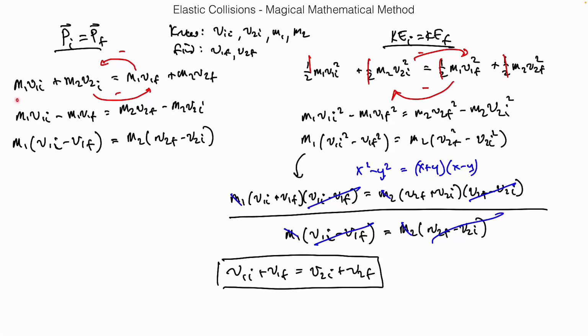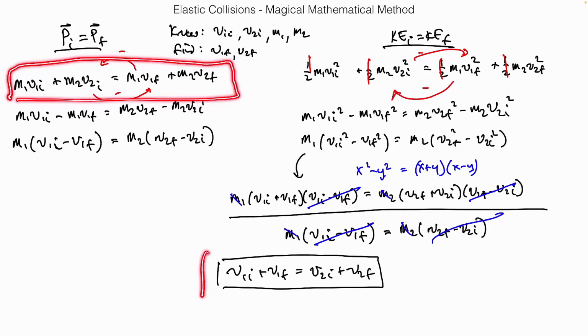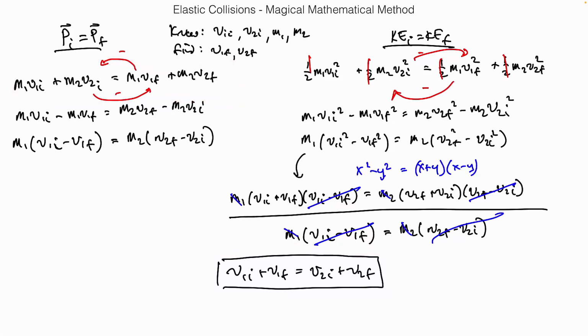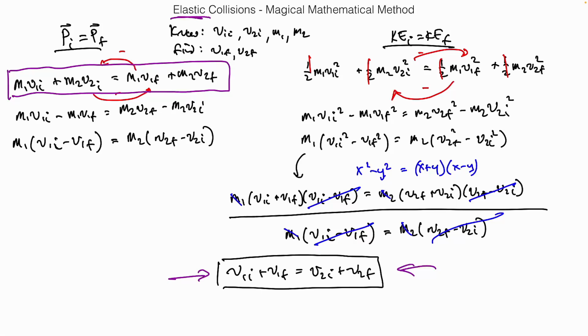Or you can start with this equation. This one's still there, still valid, and couple it with this equation. Which one looks simpler to do? Second one. So, for an elastic collision, you are going to use the conservation of momentum statement, and you are going to use this thing in the box down there. I call that thing in the box the magical momentum equation.